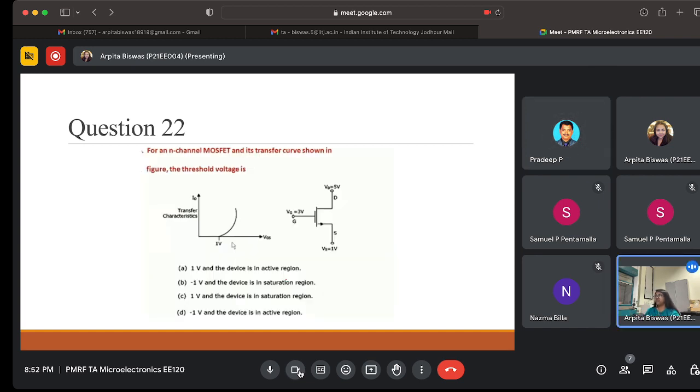For an n-channel MOSFET and its transfer curve shown in the figure, the threshold voltage is, and you can see the figure here: the first option is 1 volt and the device is in active region, and the second option is minus 1 volt and the device is in saturation. The third option is 1 volt and the device is in saturation region, and the fourth option is minus 1 volt and the device is in active region.